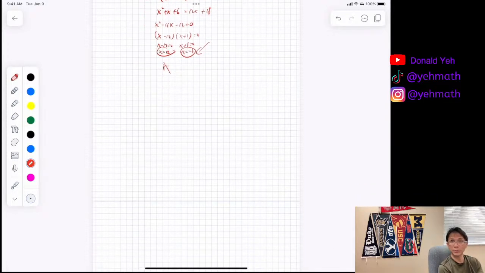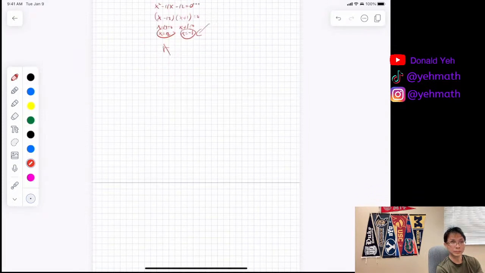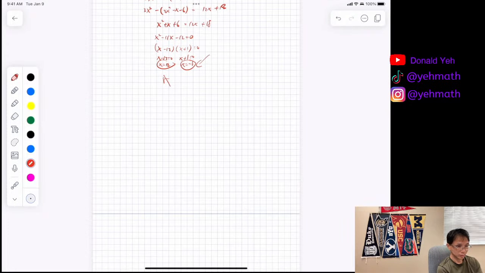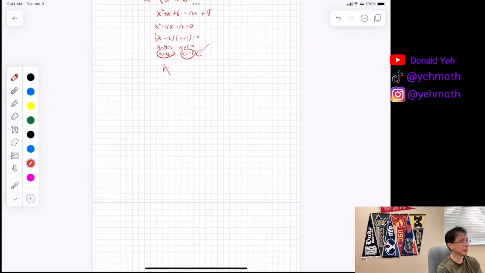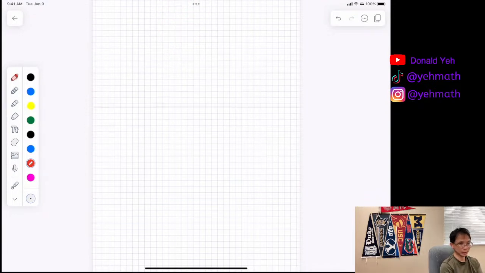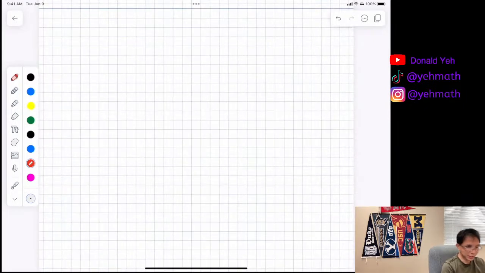Okay, we're going to move on to today's topic. Somebody's murmuring something. Who's that? No? Okay. We're going to talk about quadratic inequality.